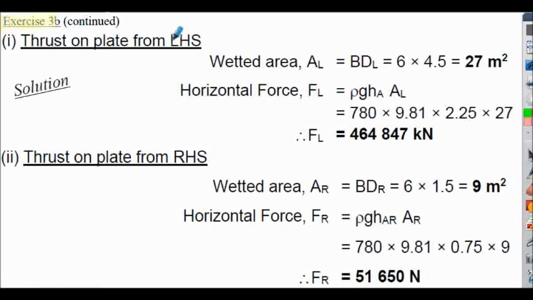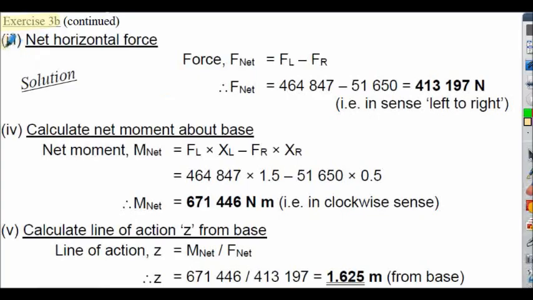Exercise 3b, solution continued. So now as before, we calculate the thrust on the plate, but this time we have a left-hand side thrust to calculate, shown here, and a right-hand side thrust to calculate, shown here. But exactly the same approach is required to calculate the wetted area, and the horizontal force, using the rho g HA formula. Part 3 here, we have to calculate the net horizontal force, called F net here. That's simply the force from the left-hand side minus the force on the right-hand side. So we can calculate the net force. There's the value of the net force, and its sense is from left to right.